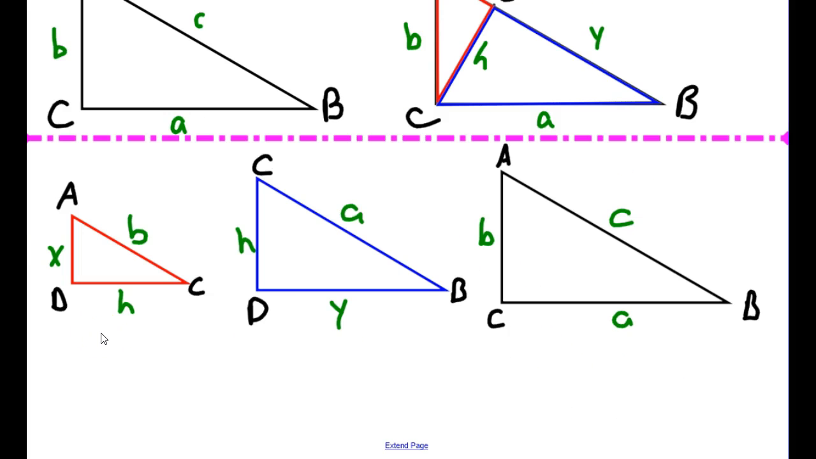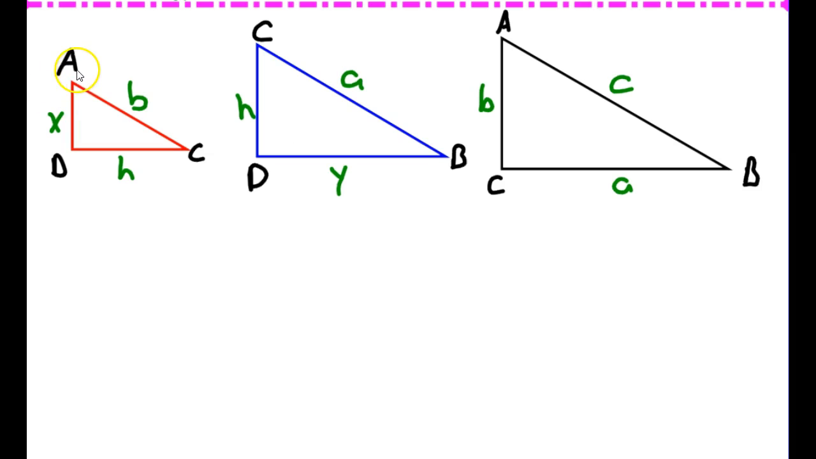Since we constructed the altitude of the right triangle, this creates 3 right triangles, triangle ACD, triangle CBD, and triangle ABC. These three right triangles are all similar to each other. So since these are similar, we're going to be able to create some proportions that we can solve, then use some algebra to rearrange them in order to come up with the Pythagorean theorem.